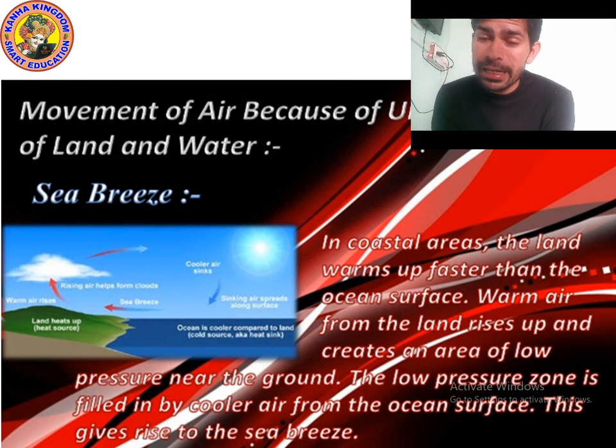Because of the sunlight, the air which is present on the land gets warmed and rises up, and low pressure is created, and the low pressure is filled by the cooler air from the ocean surface. And that's why if you go near the coastal area, you will feel very cool.